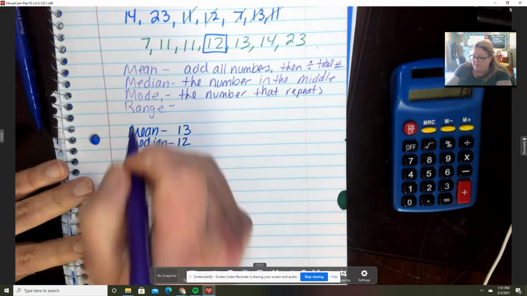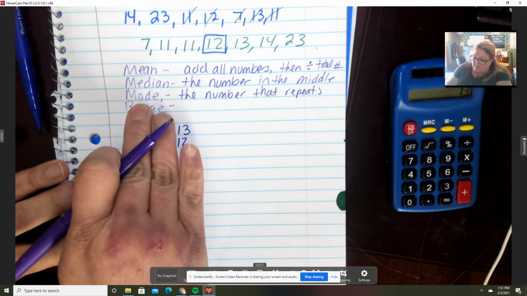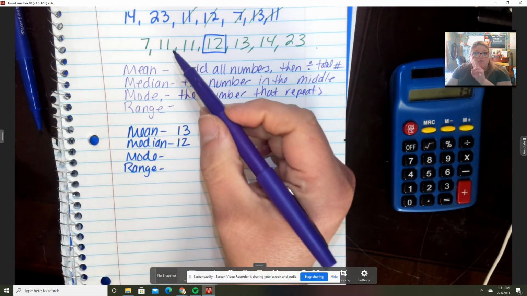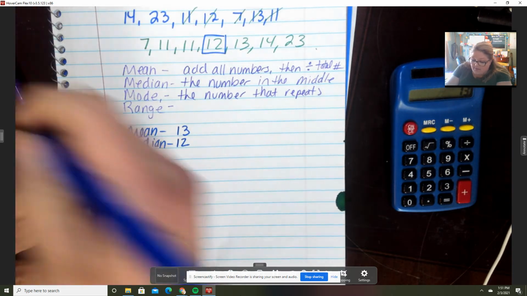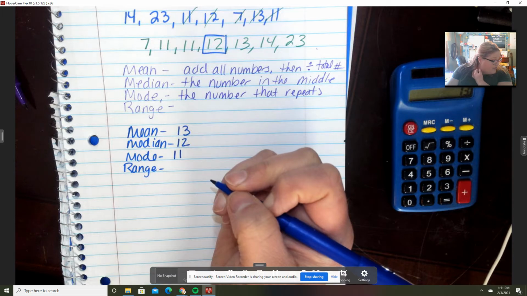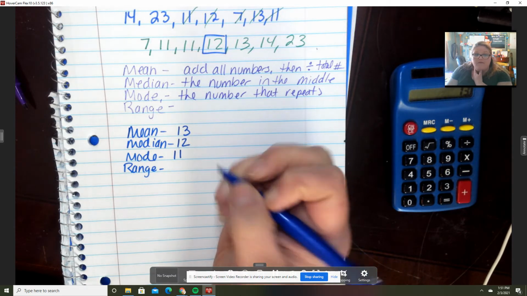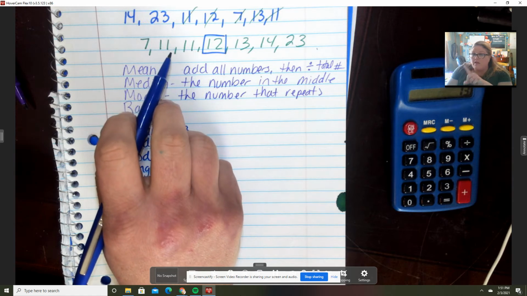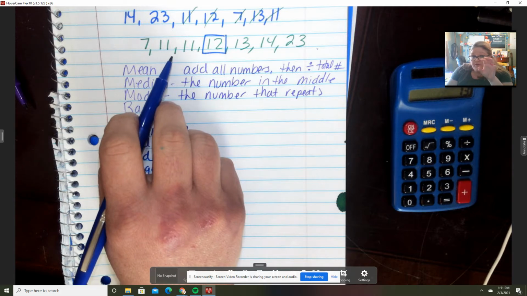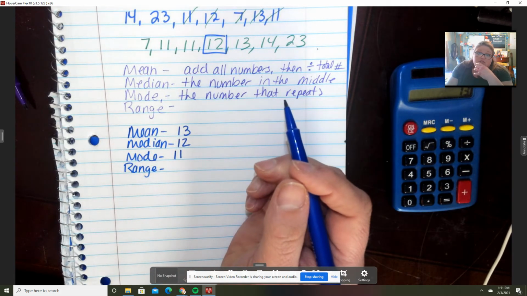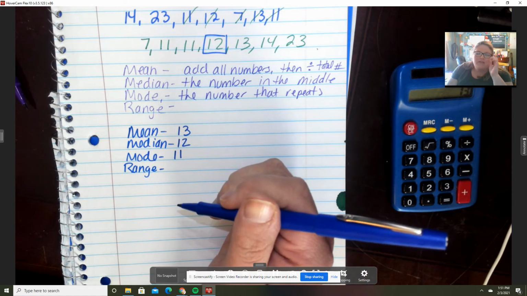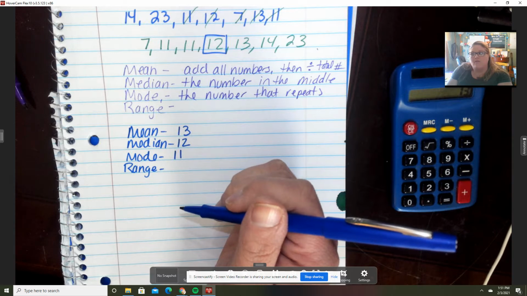Oh, the mode. The number that repeats. So the mode is the number that repeats. Mode on this set would be 11 because there are 2 11s. If you have 2 numbers that repeat, then you would list both numbers. If one number repeats twice and one repeats 3 times, the number that repeats the most gets it. If you don't have any repeating numbers, you're going to put none. You wouldn't put 0. And I want you to think for a second of why you wouldn't put 0.